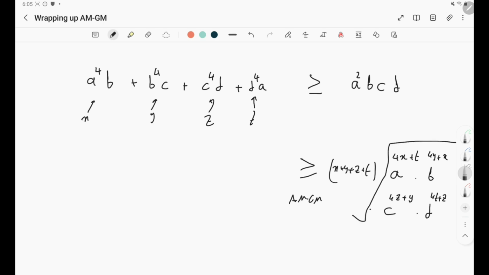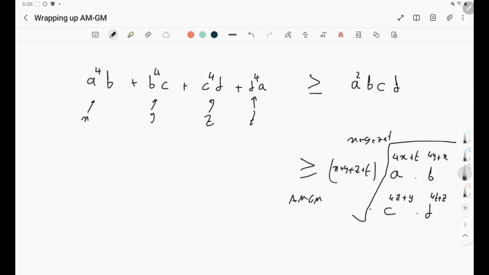Okay, but of course that's not enough, because we have a big root over all of them. And the degree of this root is pretty simple. It's just x plus y plus z plus t. So what does this mean? That means we just have here sigma x divided by all of these. Like 4x plus t, sorry, divided by the sigma x.